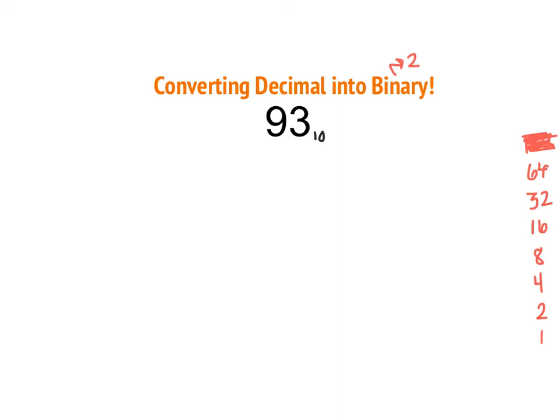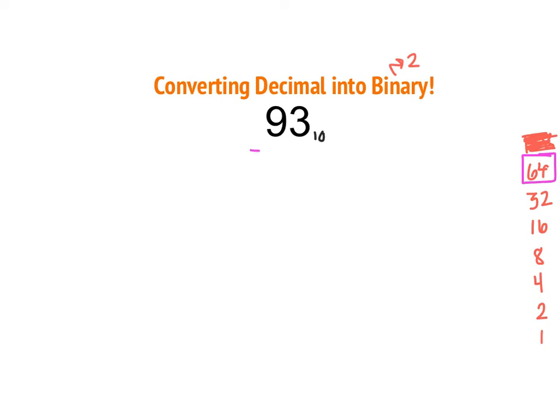Now, what I'm going to do here is determine which values are needed to make up 93 using binary. So I'm going to go through the numbers one at a time, starting with the largest, and start to build my number 93 into binary. I start with the largest binary number that is smaller than 93, which in this case is 64. What that tells me is I'm going to need 64 in my binary number in order to build the decimal number of 93.